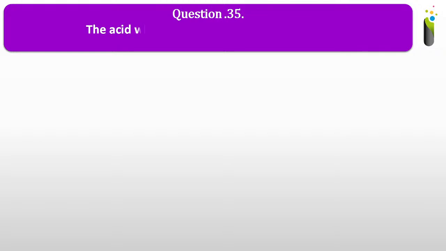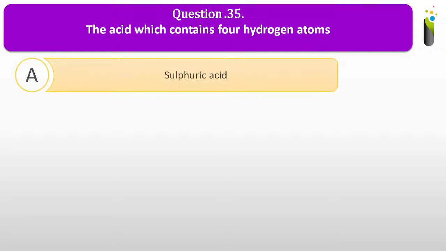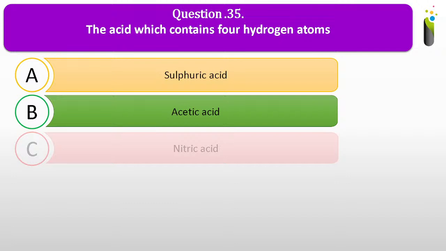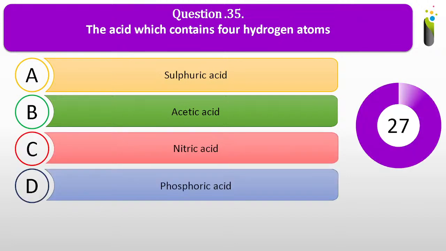The acid which contains 4 hydrogen atoms is dash. A. Sulfuric acid. B. Acetic acid. C. Nitric acid. D. Phosphoric acid. So what should be the answer for question number 35?